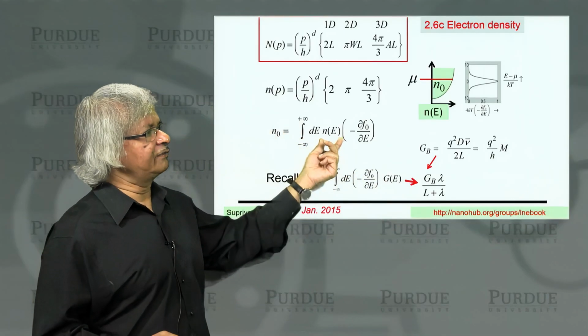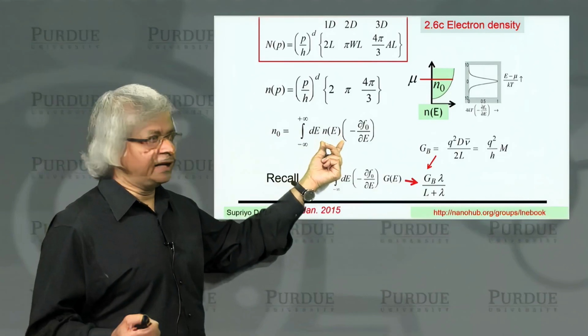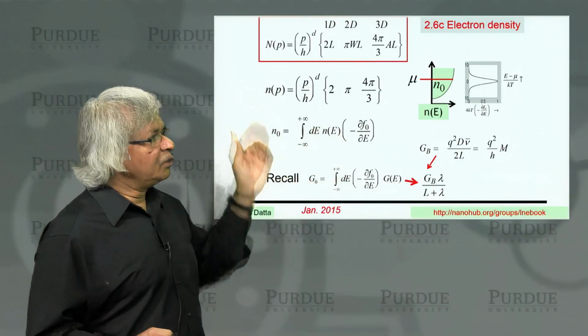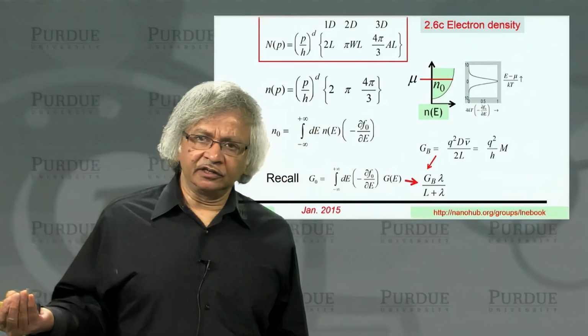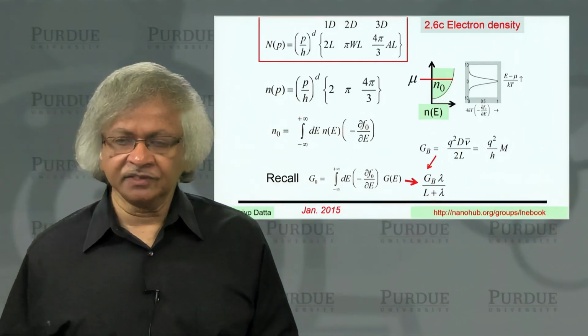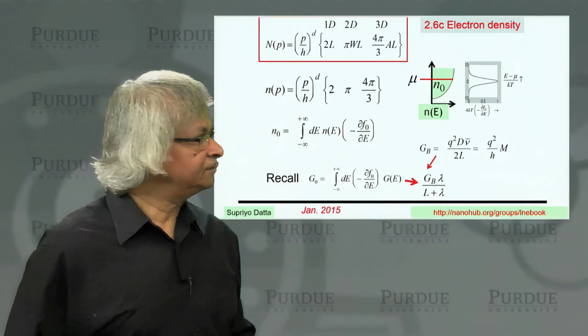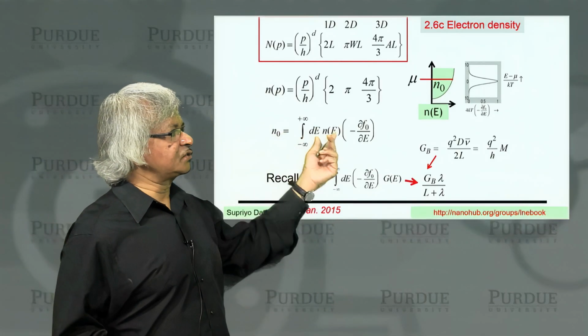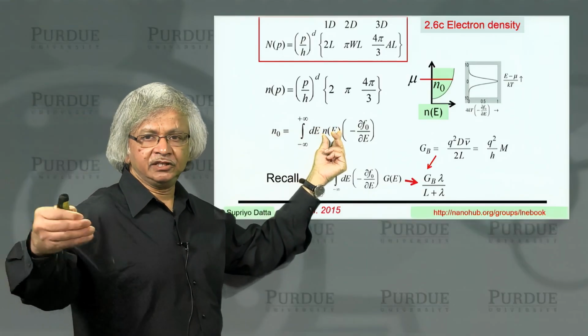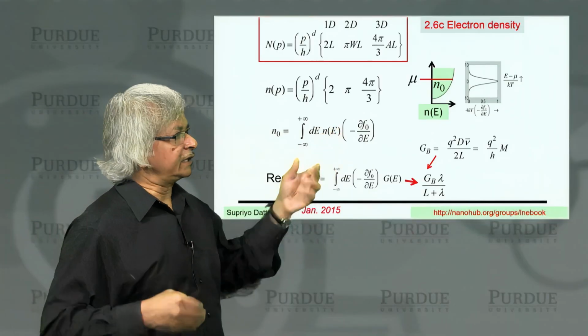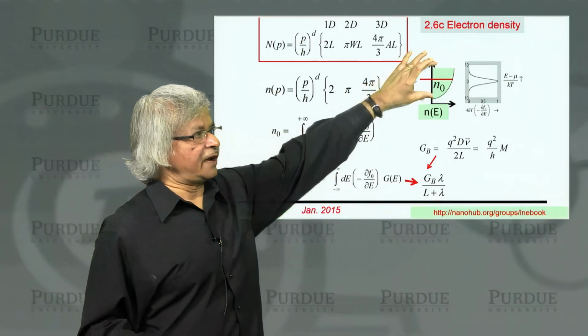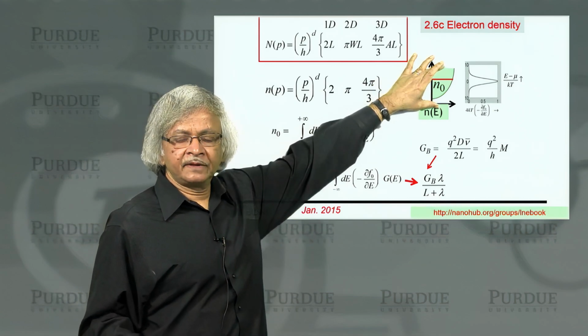We now have an expression, a quantity n of E here, which tells you the electron density. And the understanding is, at 0 temperature, the electron density is just whatever n happens to be at E equals mu. At non-zero temperatures, you have to average. You see? Okay.